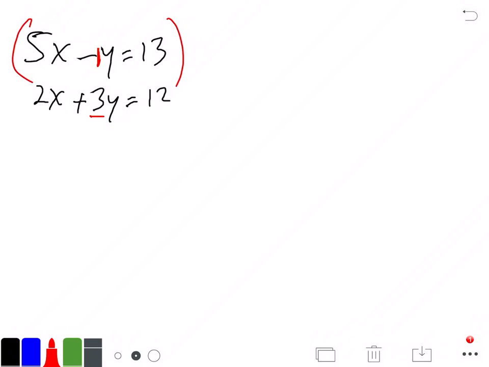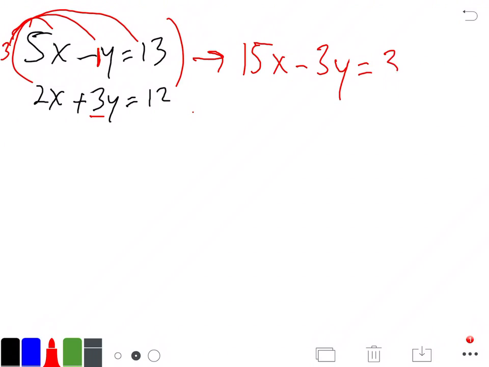So if I multiply this top equation by 3, and again, I have to multiply the entire thing, so I have to distribute it through, I'm going to get a whole new equation, 15x minus 3y equals 39. Now, I have a set of opposite coefficients because this 3y here is going to cancel out with my new negative 3y, which is over there. So just copy over the bottom equation and treat this as your new system.